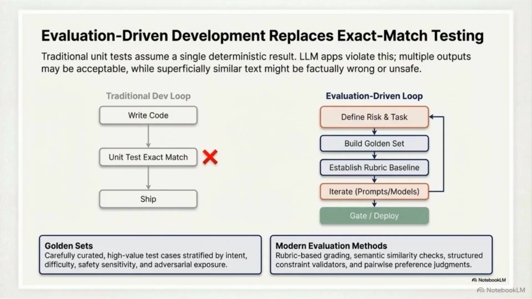Variable text outputs make traditional exact match unit testing obsolete. As shown here, engineering teams transition to evaluation-driven development. This relies on golden sets, carefully curated, high-value test cases that grade the model on semantic rubrics rather than expecting a single, rigid string of text.